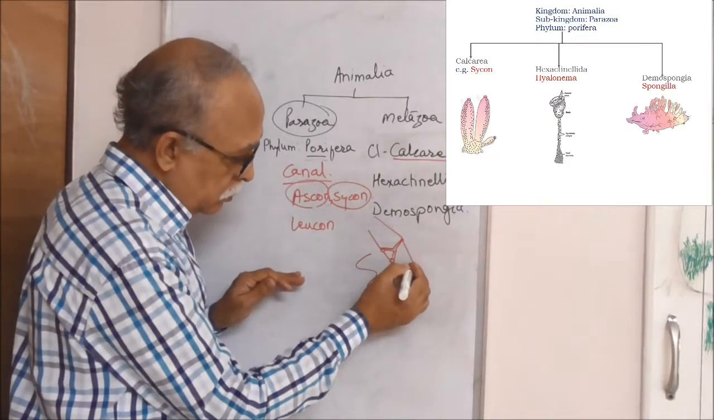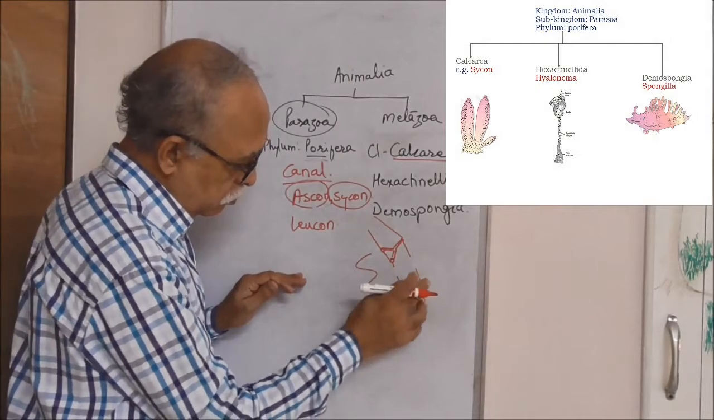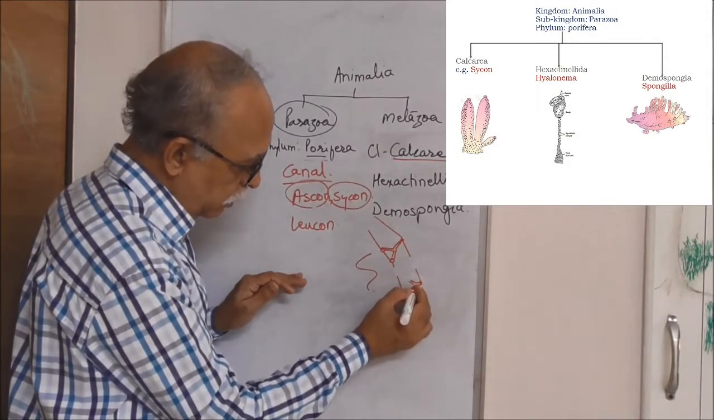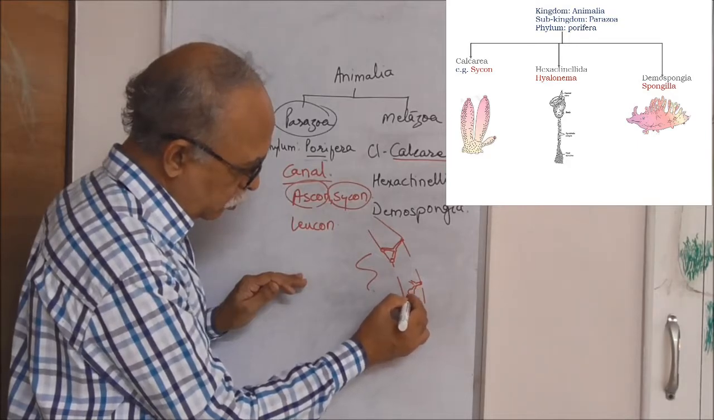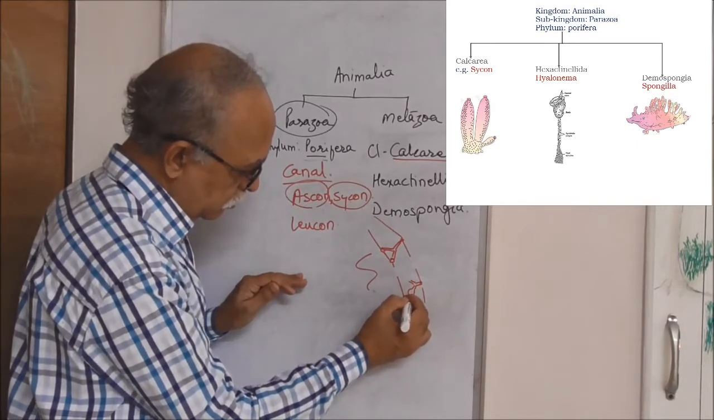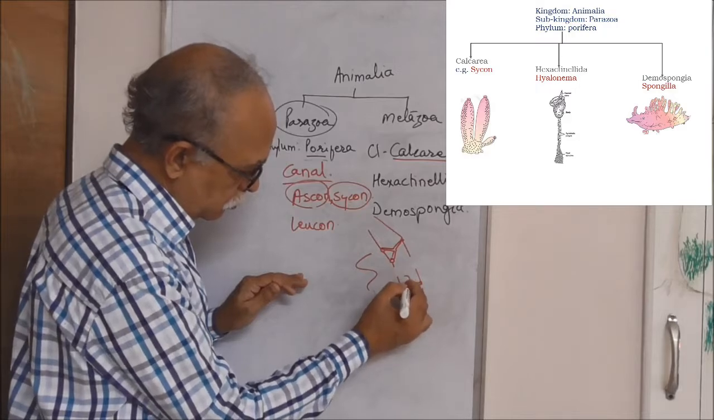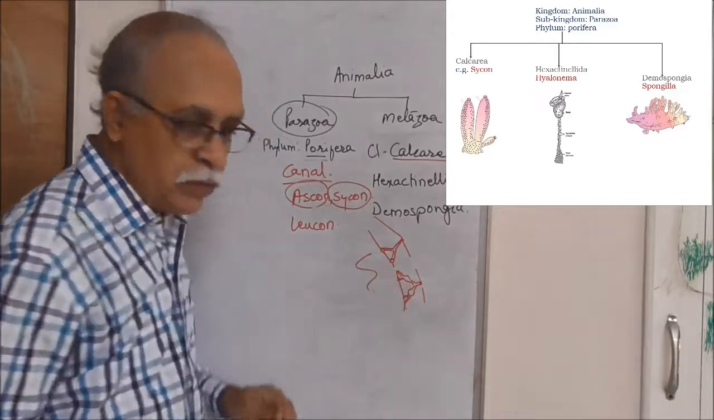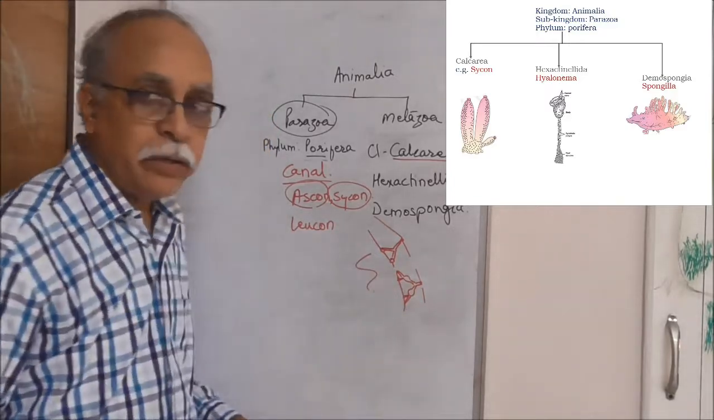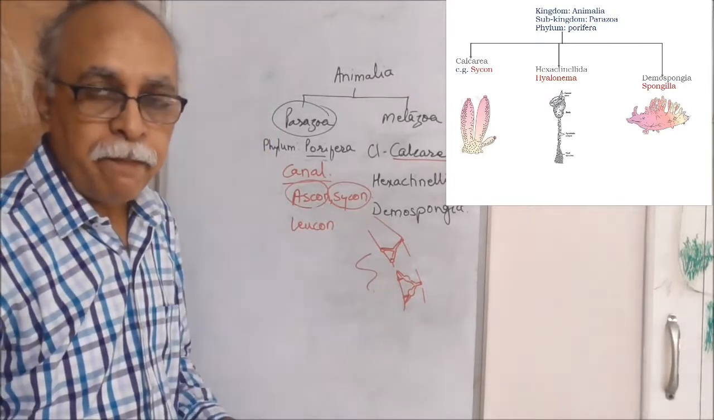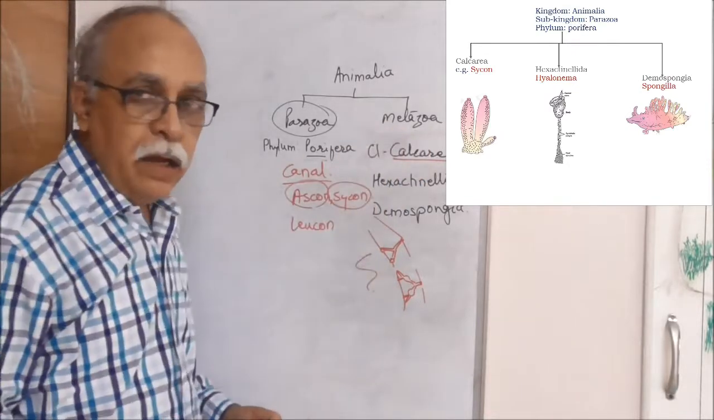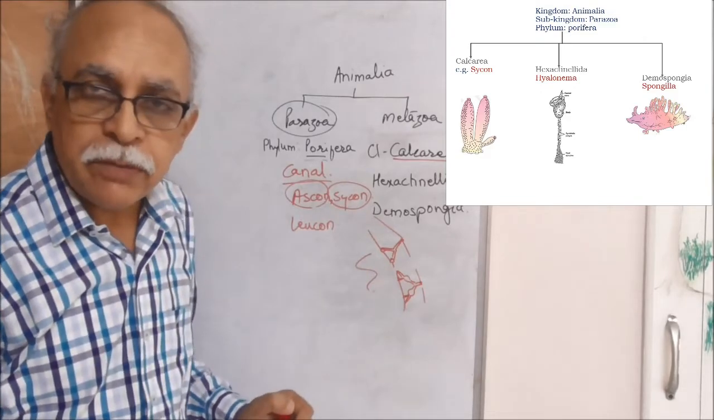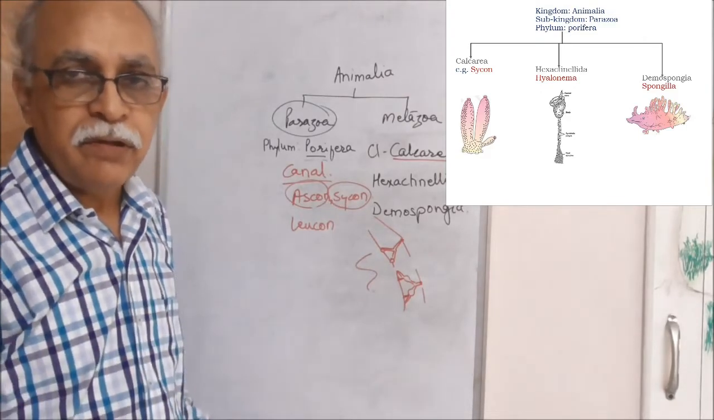Leucan type is still more complex. That is, from here starts the canal. It bifurcates. Here there could be certain vesicles. This also could be seen. This is called a Leucan type of canal system. In Calcarea, Ascan, Sycan, Leucan, all types of canal systems are possible. Complex canal systems are possible.